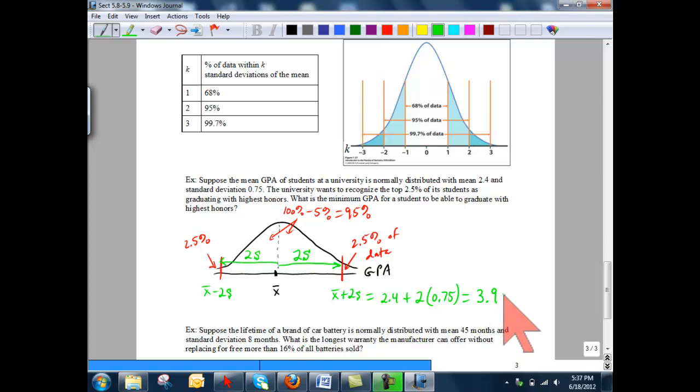That's a high GPA, but we're talking about graduating with highest honors, and this is a fairly stingy university. It's only going to give that distinction to 2.5% of the students. So this is close to a 4.0.